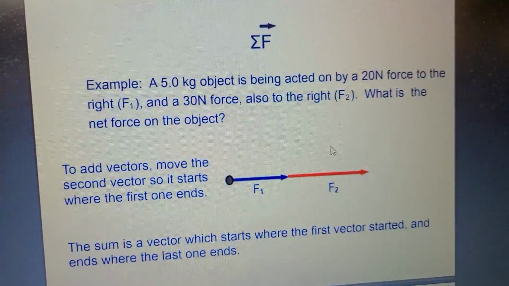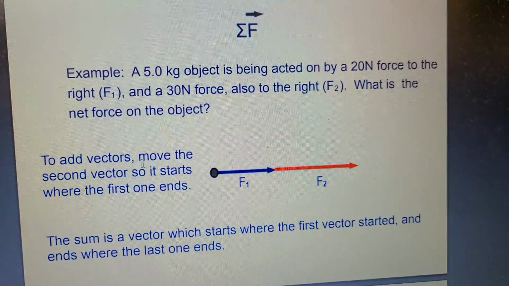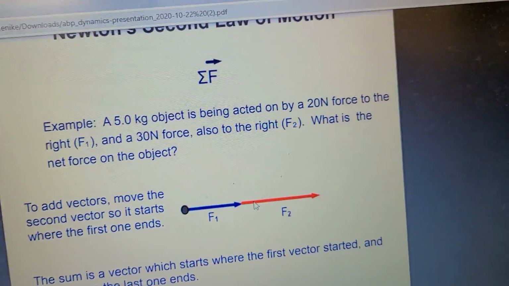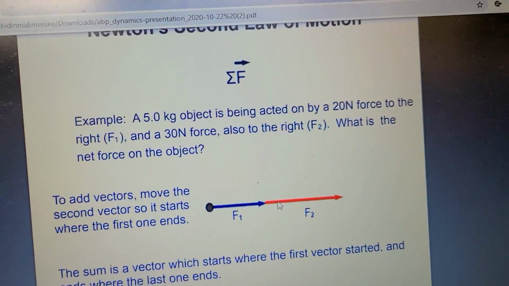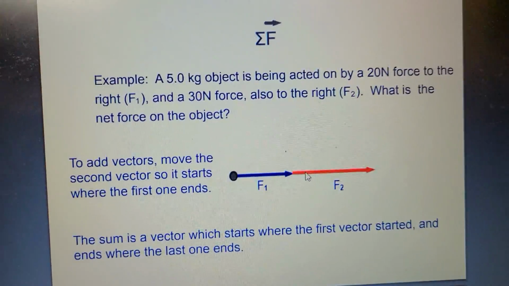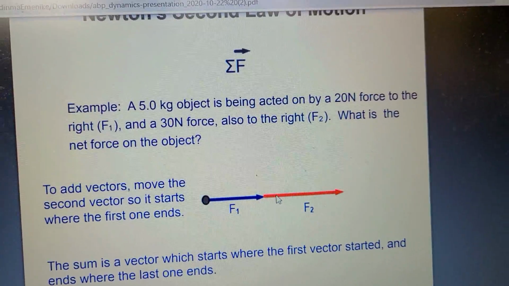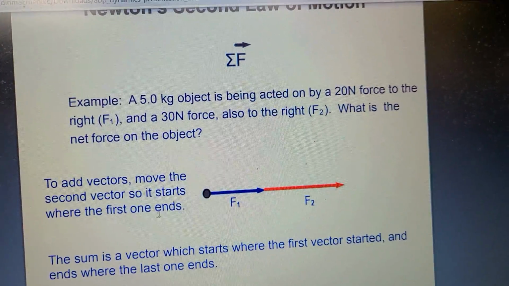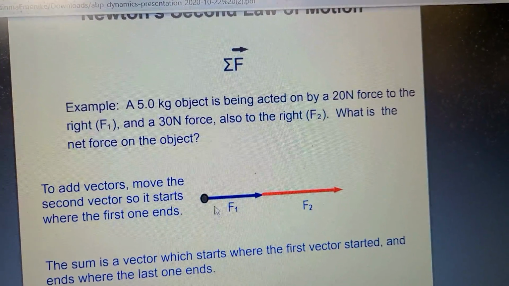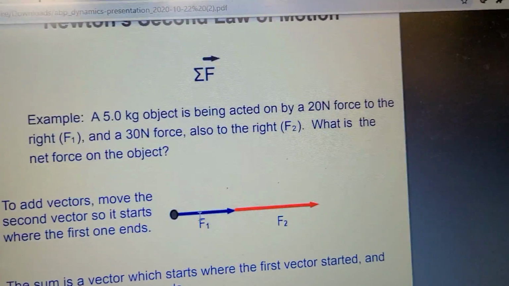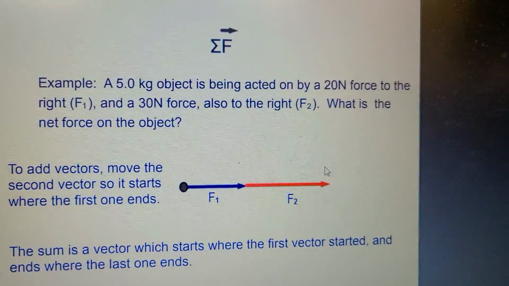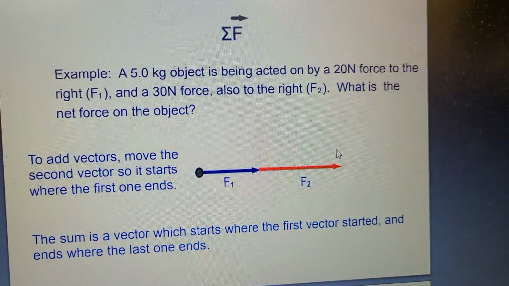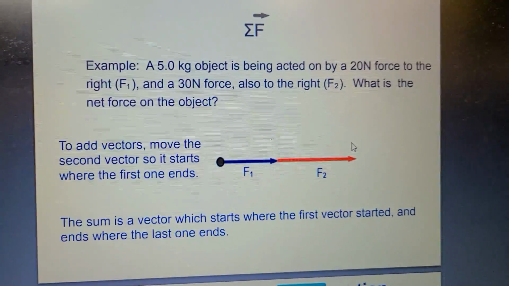The next stage is going to be you being able to add the vectors together. So now, because it's moving to the right, it's a positive. If it's moving to the left, it's negative, okay? But the right is a positive. So to add vectors, move the second vector so it starts where the first one ends. So you're combining them now. So what's 30 plus 20? Everybody? Exactly. So it's going to be 50.